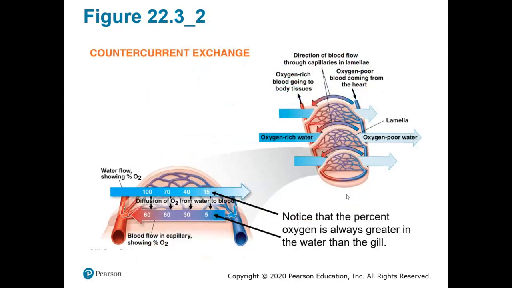So again, this is that countercurrent exchange mechanism. The water flows one direction, the blood flows the other, and you notice we are going to fully saturate that before it enters back into the circulatory system. So again, it's a pretty ingenious design. So notice that the percent oxygen is always greater in the water than in the gill, and that's going to allow for the movement down its concentration or pressure gradient. All right.